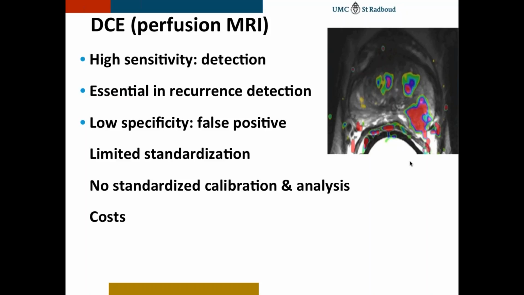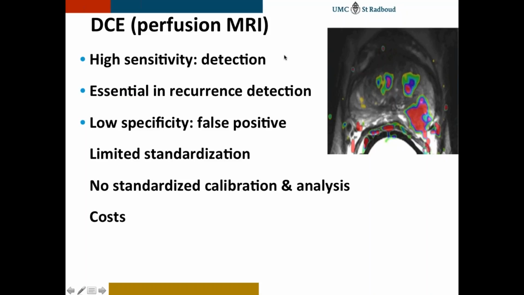So DCE may be helpful. It has a very high sensitivity, so every lesion will enhance. Also the benign lesion, like in this case the BPH, which is centrally located here, shows enhancement, and this is typically seen in BPH nodules. It's also essential in recurrence detection.